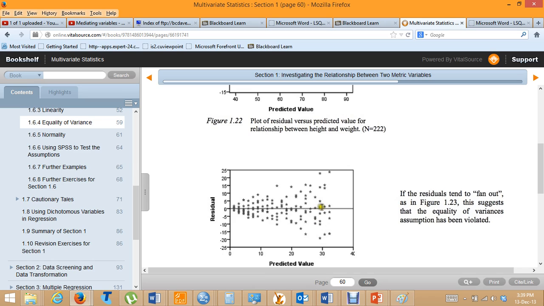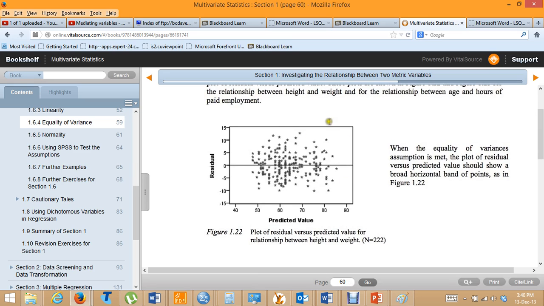And you can see that the distribution of the residuals for a predicted value of 30 is much wider than the distribution of the residuals for a predicted value of 10. So that suggests that equality of variance has been violated. The distribution of the residuals for each of the predicted values is not equivalent. Okay, so that's that assumption.